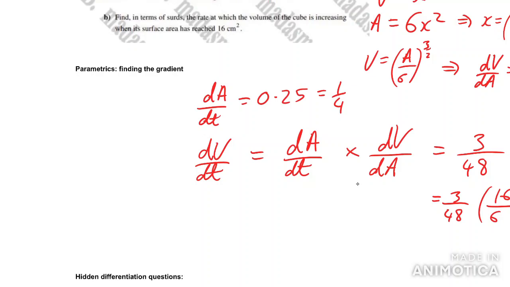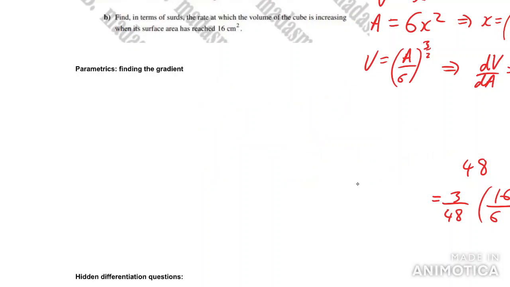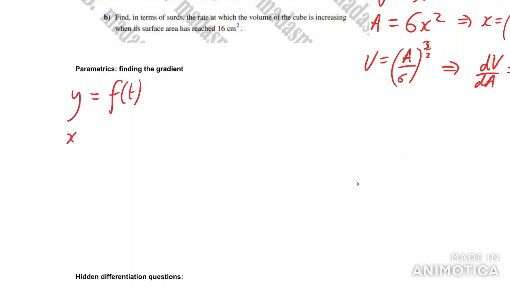Last bit of differentiation now. Parametrics, nice and simple. If you are given y as a function of t, and x as a different function of t, using the chain rule again, how do we find the gradient?